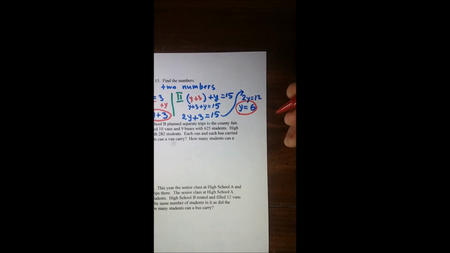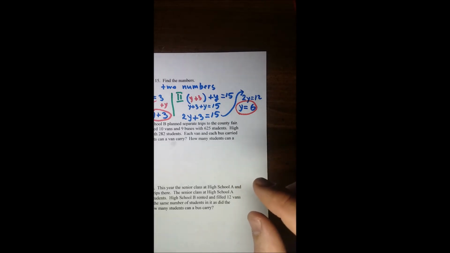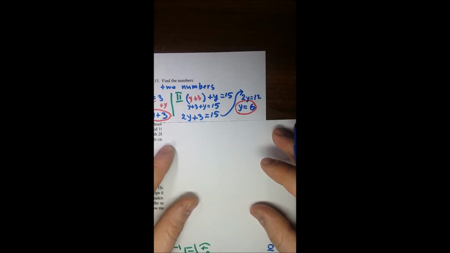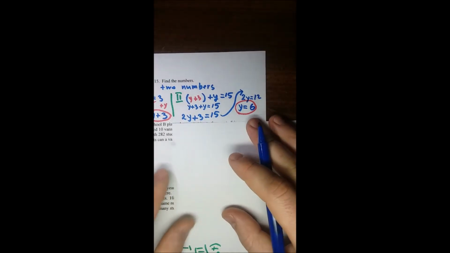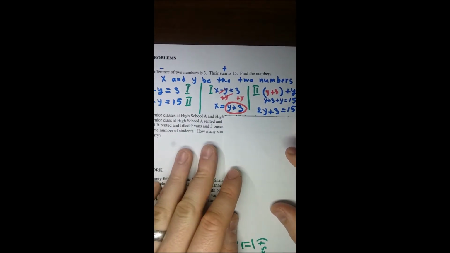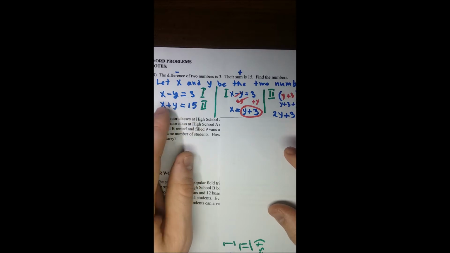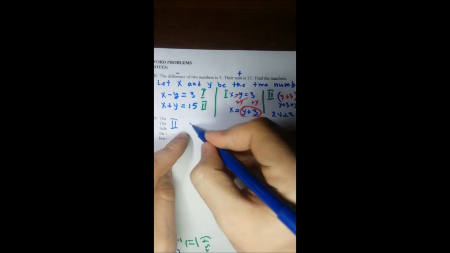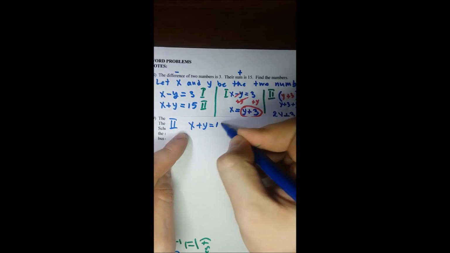I'm running out of space because I am doing the demonstration here, so I'm going to kind of cheat a little bit and put a paper right here. If y equals 6, okay? Now let's take a look at the big picture here. First, our initial equations were x minus y equals 3, x plus y equals 15. So let's use the second equation here, and it goes x plus y equals 15.